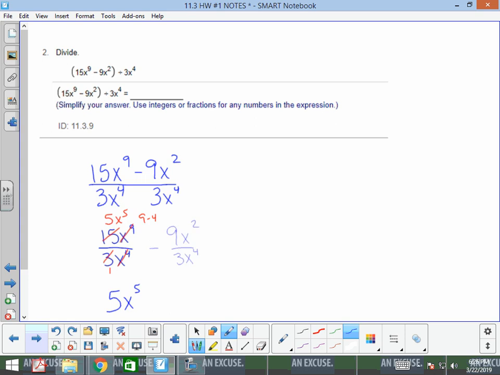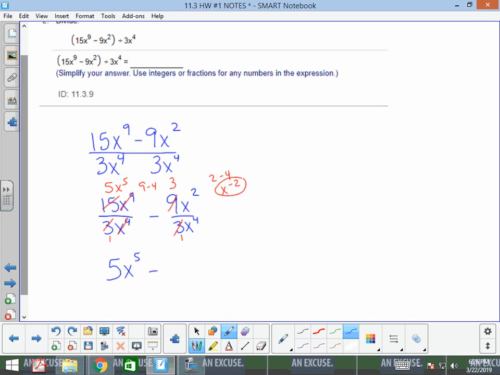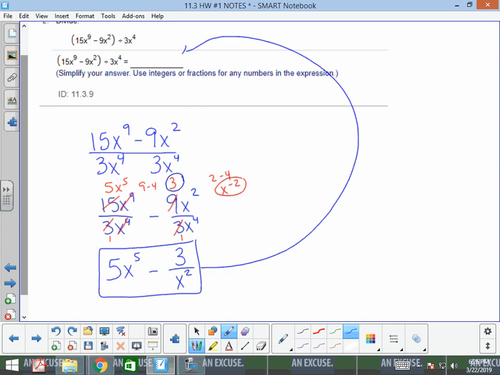Next term, we're going to reduce the 9 and the 3 by 3. And x squared divided by x to the 4th, we're subtracting the exponents, and we get x to the negative 2. Since we get x to the negative 2, that means x to the positive 2 goes to the denominator. And the numerator, I have a 3. So 5x to the 5th minus 3 over x to the 2nd goes in the blank.